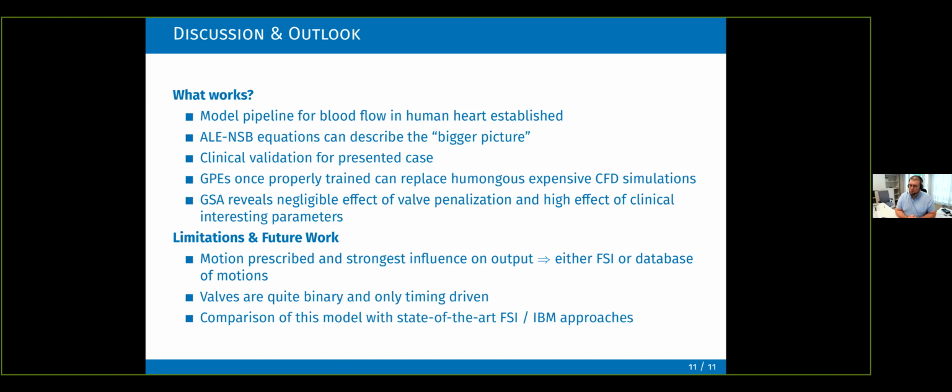This is basically a forward model and was meant as a proof of concept that this works and can be extended to other things. As we saw in a lot of talks during this conference, there are a lot of building blocks to making a whole heart simulator, and this might be one. We would like to compare that to more sophisticated approaches and also to more state-of-the-art FSI or IBM methods.